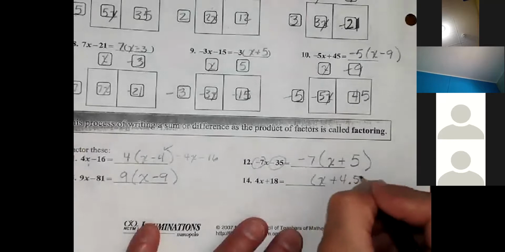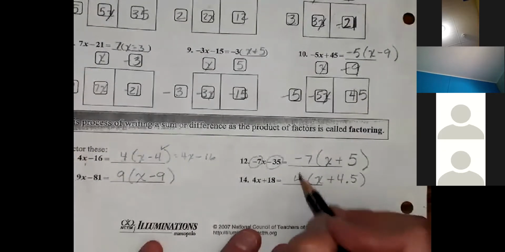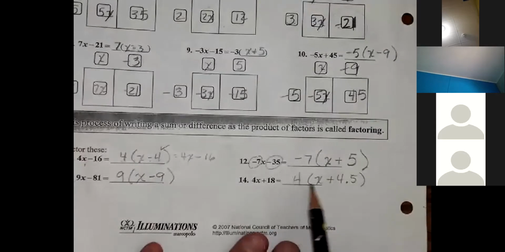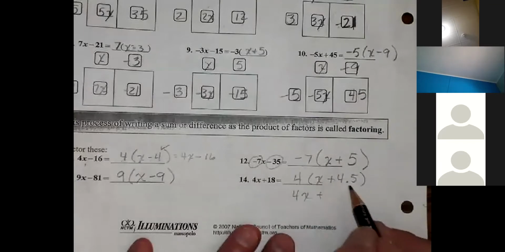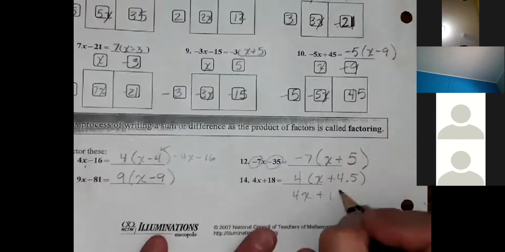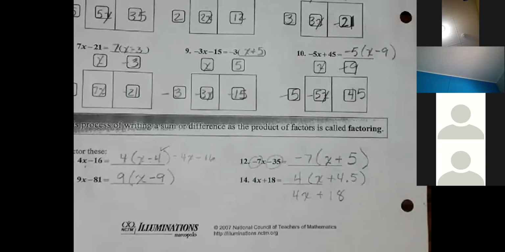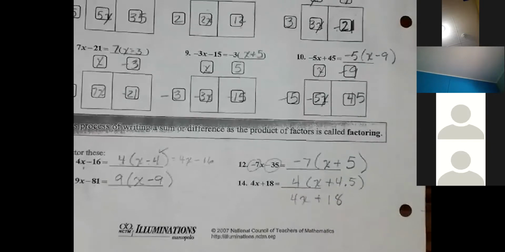And what goes on the outside? 4. Okay. Let's see if that works. So 4 times x is 4x. I'm going to add 4 times 4.5, which is 18. Yeah, that works. However, and this is good news, Joe, this is wrong, okay? And here's why it's wrong, and it's good news.